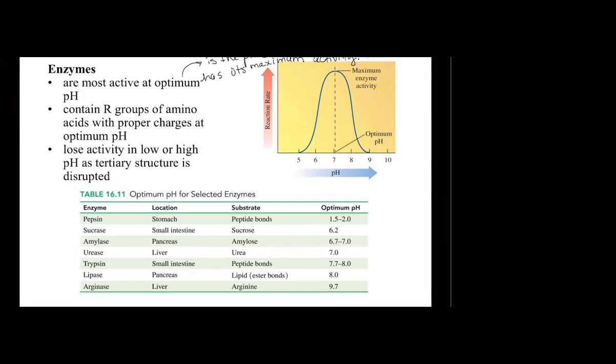So when we look at the enzyme, for example, pepsin, whose location is the stomach, and the reaction that pepsin does is that it hydrolyzes peptide bonds, we can see that its optimum pH is also very acidic, between 1.5 and 2.0. So what does this mean? That pepsin is going to have its optimum activity at very low pHs.